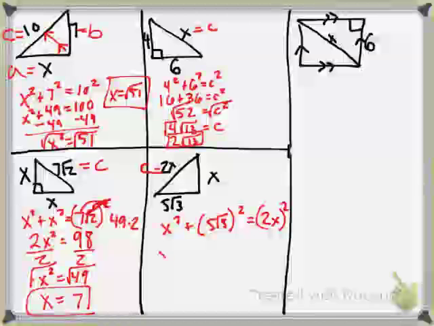I get x squared plus, when I square 5 square root of 3, I square the 5 and I get 25 times the square root of 3 squared is, that's a 3 in there. It's a 3. It's just bad handwriting and it keeps smudging worse the more I do it. There we go. 3. 75.